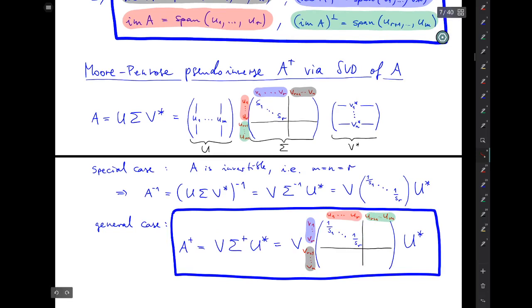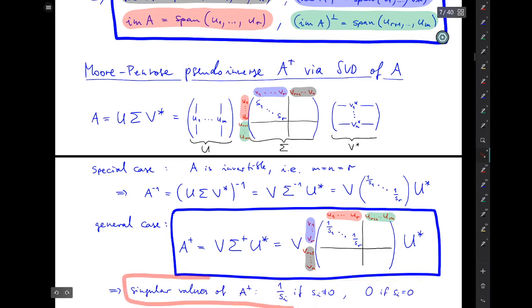So in particular, the product of 3 matrices that you get here is again the singular value decomposition, but now of A plus. So the numbers that you see on the main diagonal here are the singular values. And they are obviously just the reciprocals of the original singular values that are non-zero, and the zeros remain 0. Okay, very important message. We will deal with that over the next couple of lectures.